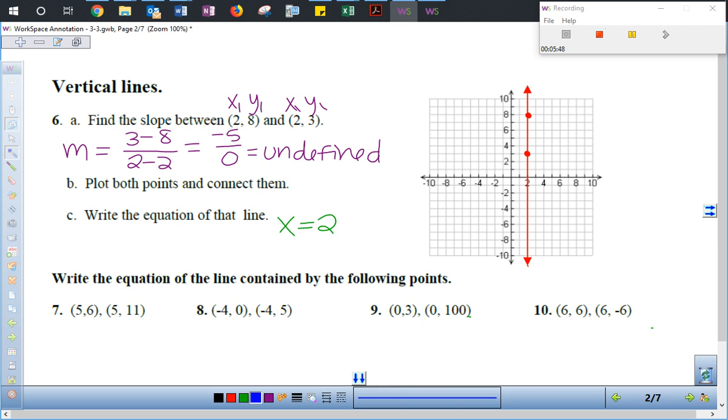So on number 7, it says write the equation of the line contained by the following points. So I want to check, are my x values the same? Yes, they are. I can circle them, and my equation would be x equals 5. On number 8, are my x values the same? Yes, they are. I can circle them, and it's x equals negative 4. On number 9, are my x values the same? I can circle them, x equals 0. And on number 10, my x values are both 6, so I can circle them, and it's x equals 6.